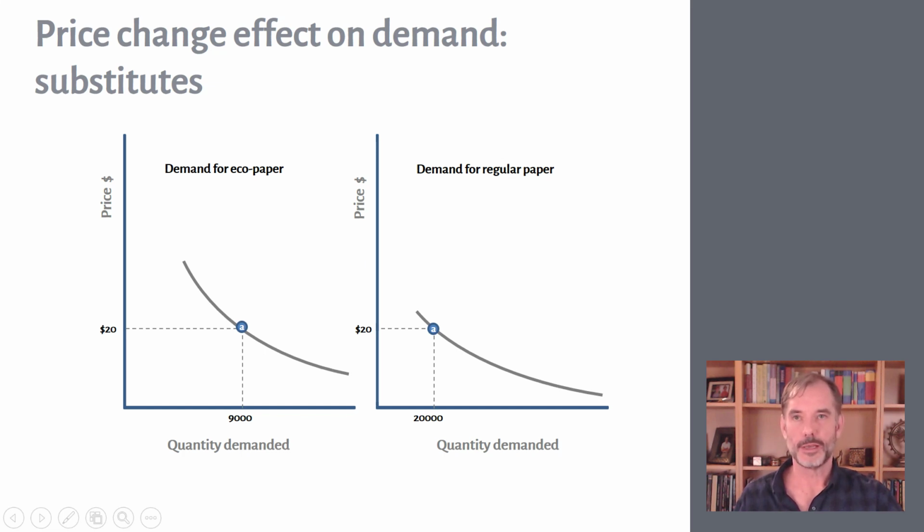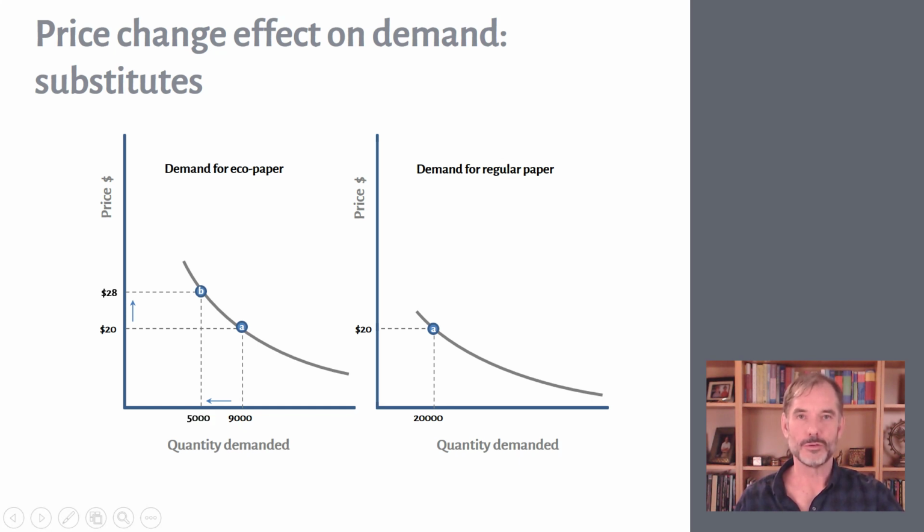So let's look at what happens if there's an increase in the price of eco paper. So here I have it going from $20 up to $28. And you can see, of course, that means that consumption goes down, a movement along the demand curve for this good. So the price of eco paper went up, moving along the demand curve, quantity goes down.